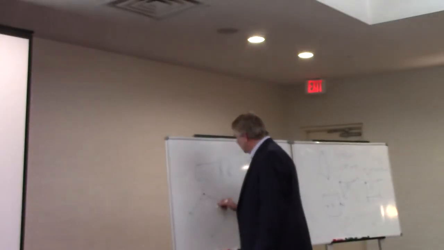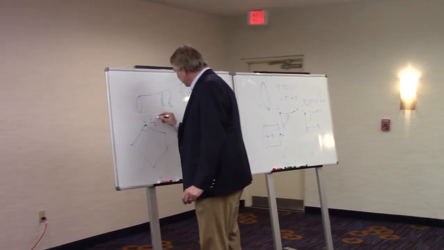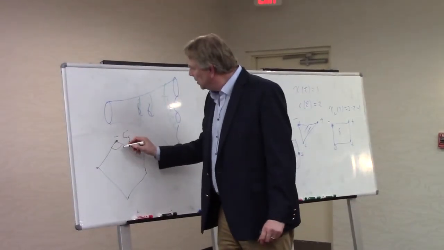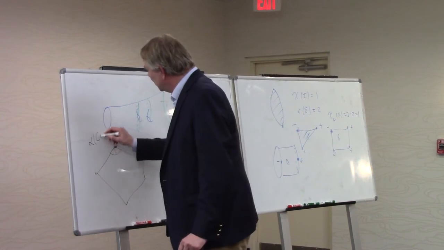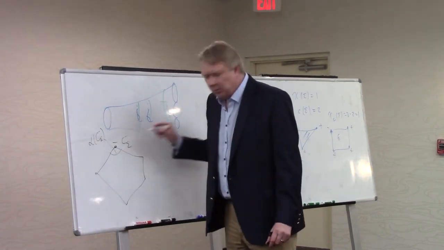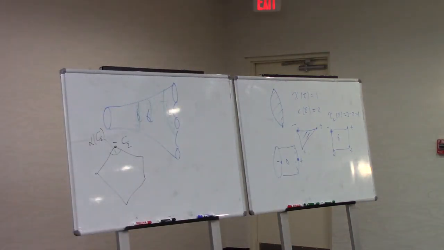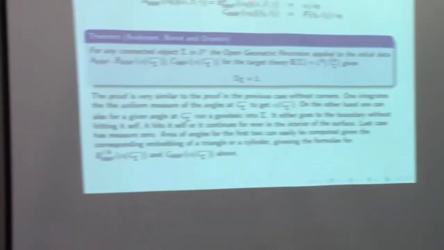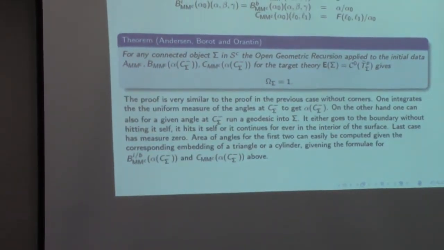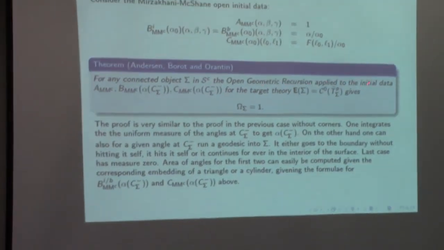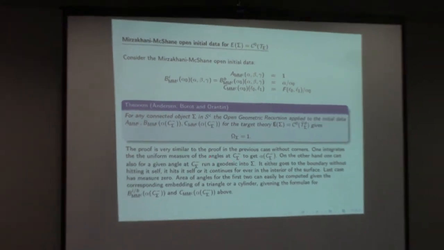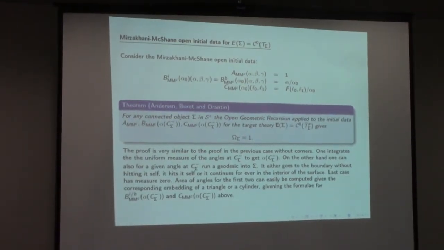So it has some angle. So C sigma in this case is just 1 point. C sigma minus just 1 point. And so this here is simply alpha of C minus sigma, which is the total angle at that point. And then what you do is you take B, and this B here means either BI or BB since they're equal for that angle at this corner here. And then you run the open geometric recursion. And the theorem is this gives you 1. So this is a Mirzakhani-McShane identity for the surfaces with corners.